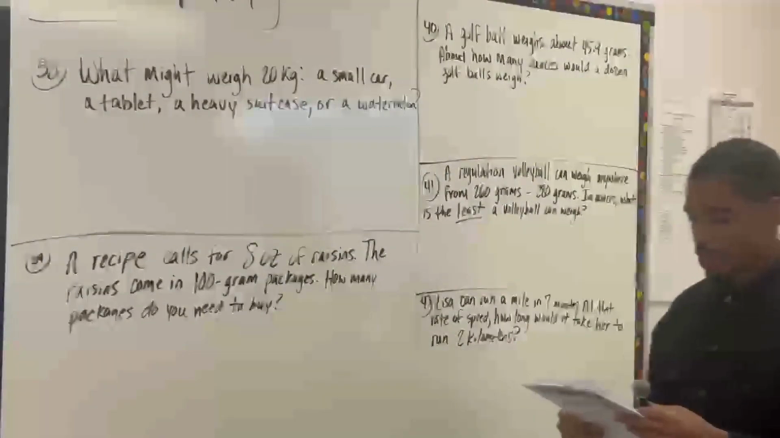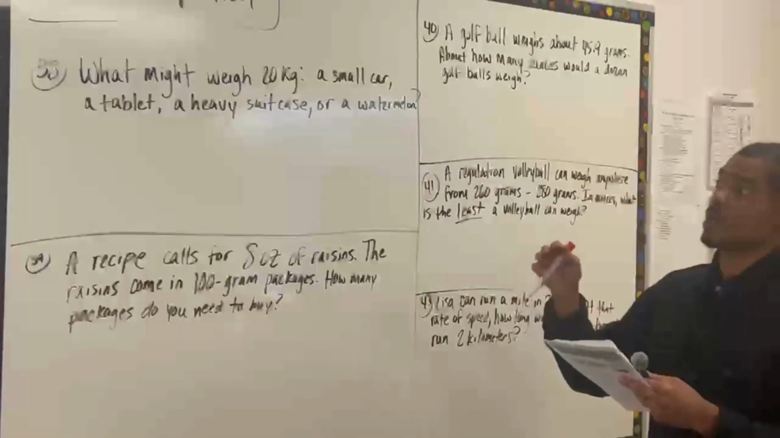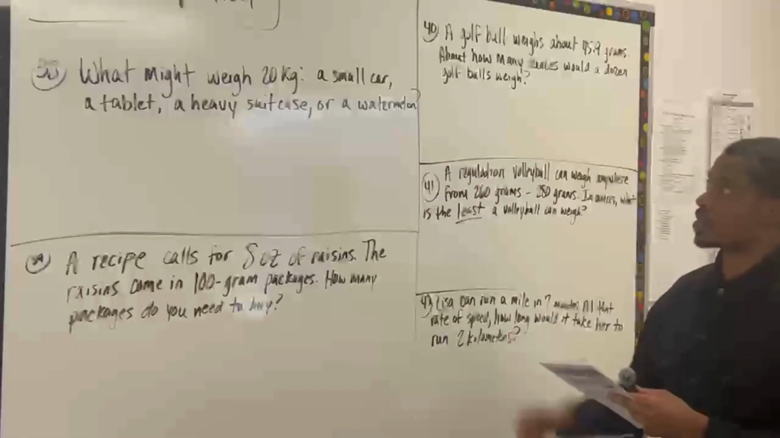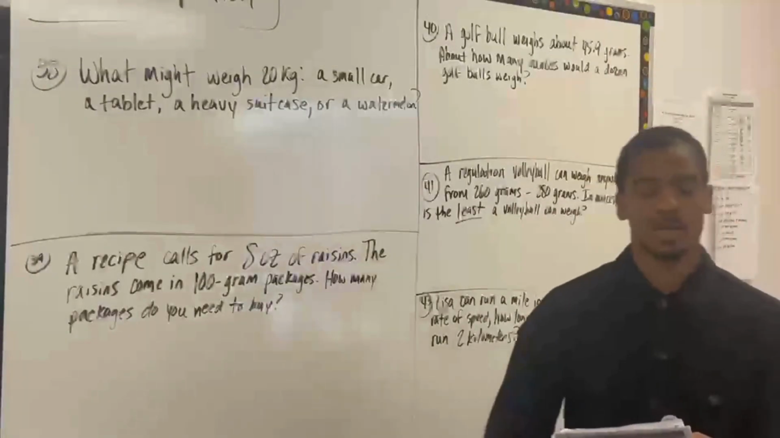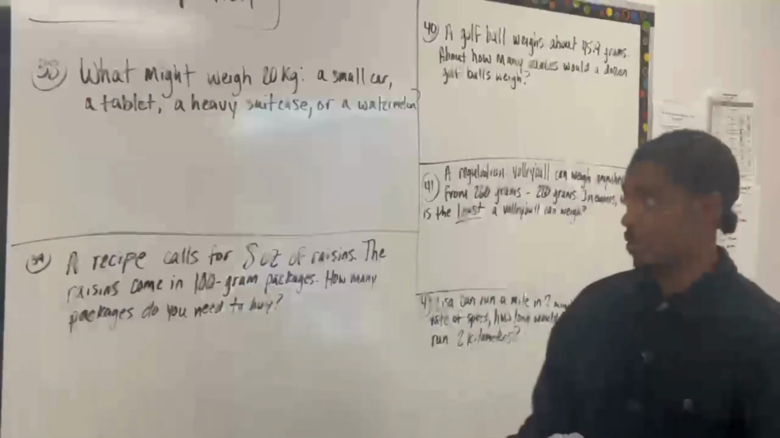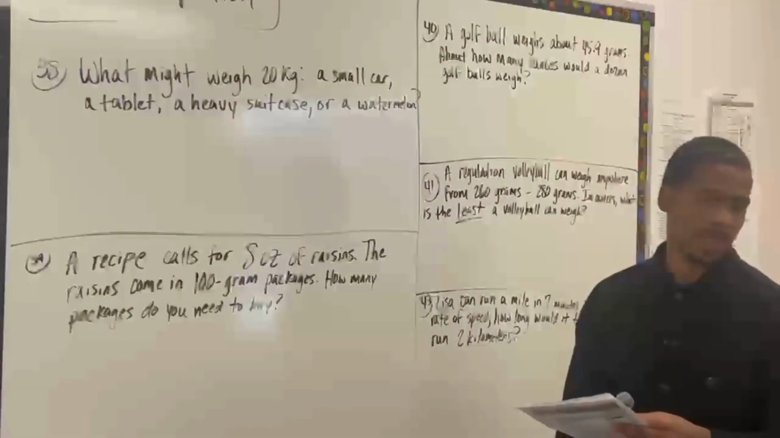Okay, so for this first one, number 38, it says what may weigh 20 kilograms? A small car, a tablet, a heavy suitcase, or a watermelon. A lot of these conversions, like I said, you have at the front of your paper. What's the first thing you got to do to solve this problem, good peoples? What y'all thinking?